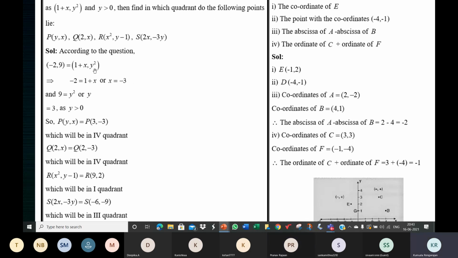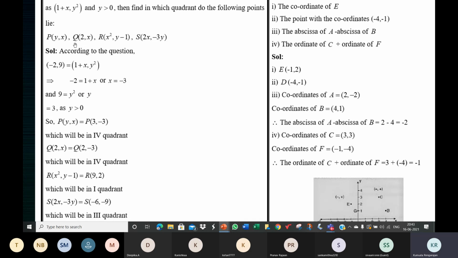Okay, ma'am. So y square is equal to 9. Y is equal to plus or minus 3. Minus 3 is not greater than 0, so we don't go with minus 3. We only take y is equal to plus 3, positive 3. So now we found the value of x and y. The value of x is minus 3 and the value of y is 3.